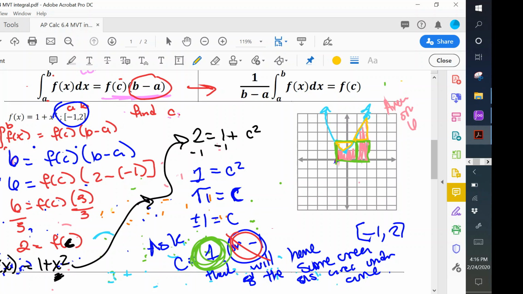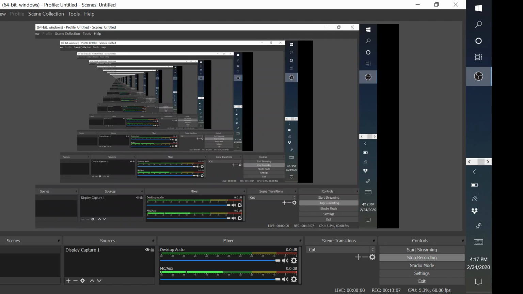Isn't that cool? The value c is telling us that at c equals 1 right here, we can draw a rectangle that meets the function to create this beautiful rectangle. That's pretty cool, guys. Because that area would just go bloop right here. That is the mean value there. Thank you.